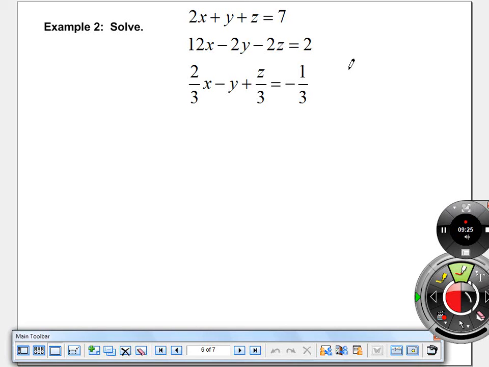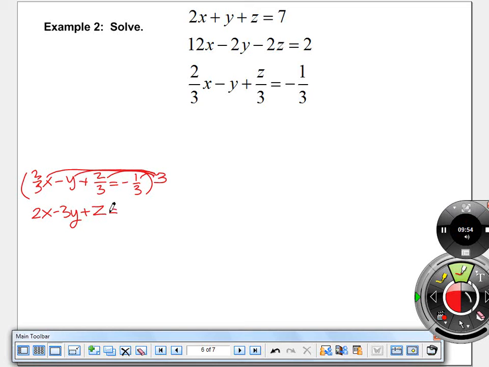So when I multiply this third equation by 3, remember that means both sides, all terms on each side. Okay. So 2/3 times 3 is just going to leave us with 2x. 3 times negative y will be negative 3y. 3 times z over 3 will just be plus z, and 3 times negative 1/3 will be negative 1. This is the same thing as what is written up there, okay?